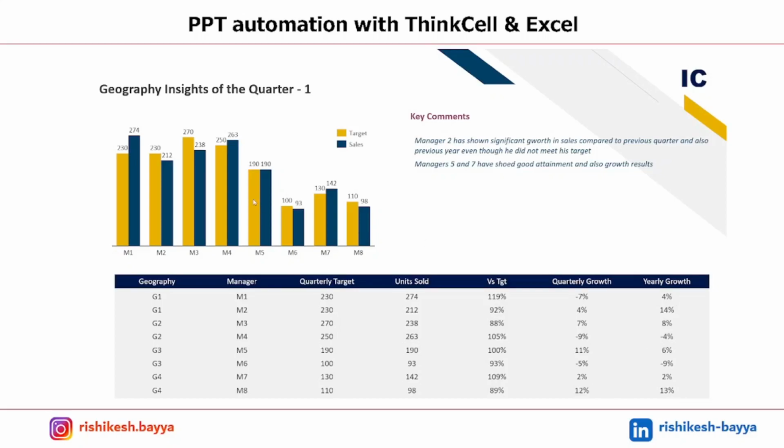At the top, we have a pictorial representation of the managers' performance in terms of their attainment, where the blue bar is the sales and the yellow one is the target. And then we have some key comments highlighting the key takeaways from this slide. I'm sure this is a simple slide, and every one of us has used this kind of slide to address our stakeholders.